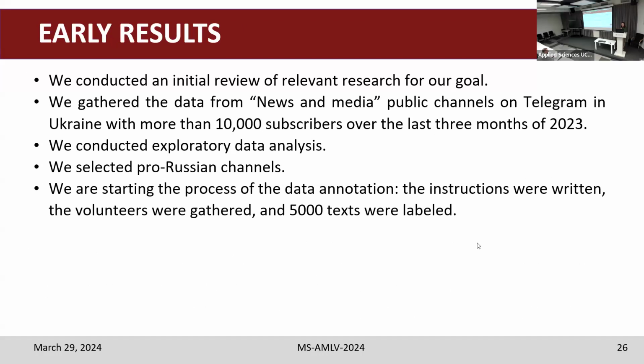What early results do we have? We conducted an initial review of relevant research in our field. We gathered the data from Telegram. We selected pro-Russian channels, and we are starting the process of data annotation. The instructions were written. The volunteers were gathered. Now we have around 15 annotators working on our task, and around 5,000 texts were labeled.